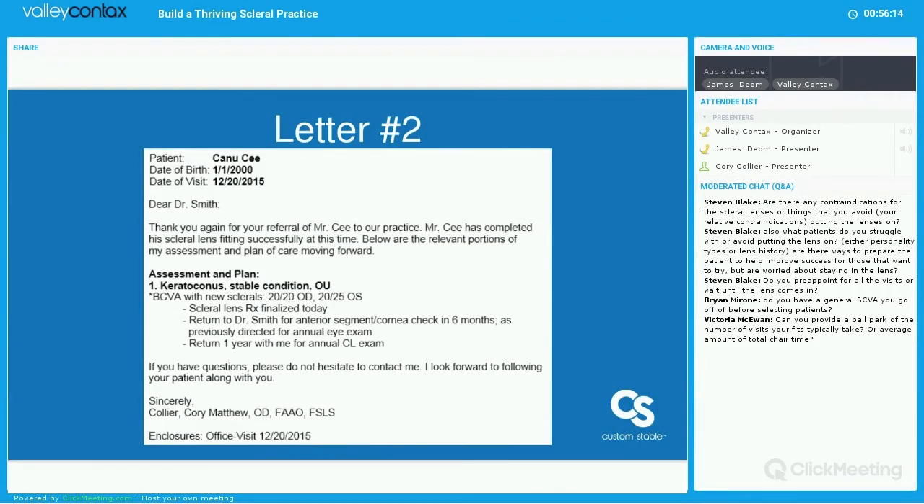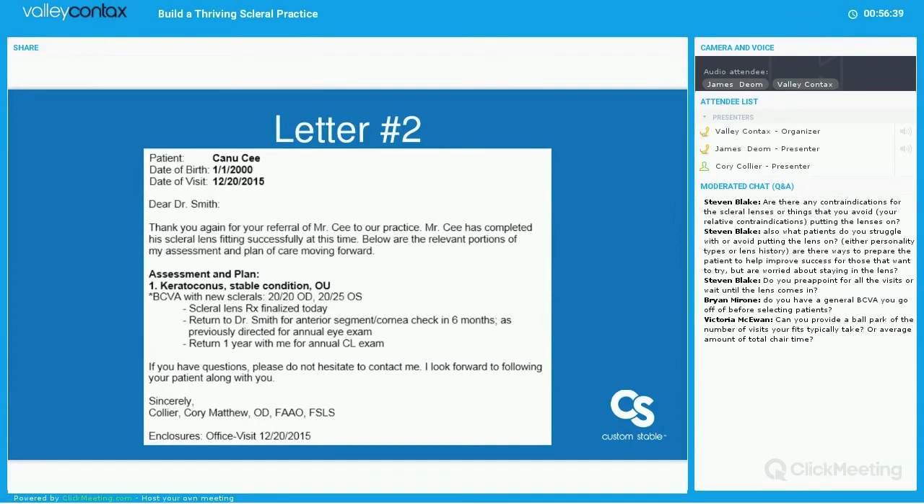So again, we say thank you, the diagnosis, and then here for this patient, keratoconus, irregular cornea, we're going to be concerned with the visual outcome, and so we'll say the BCVA with new sclerals is this, and so we've achieved our goal. I'm going to return them to the referring doctor for an anterior edge or cornea check in 6 months, and as previously directed for their annual eye exam.